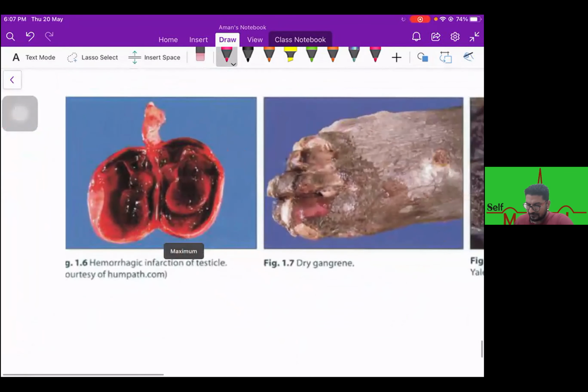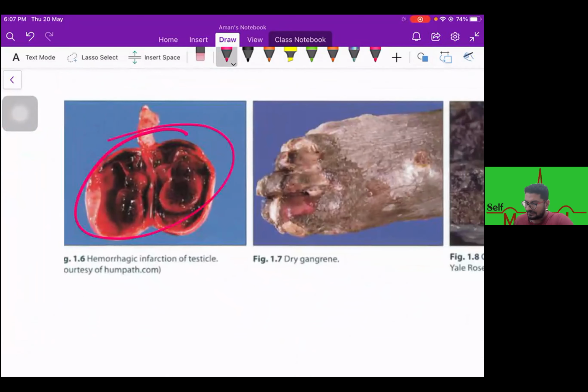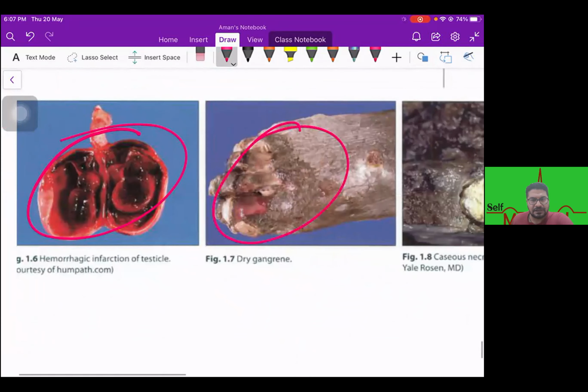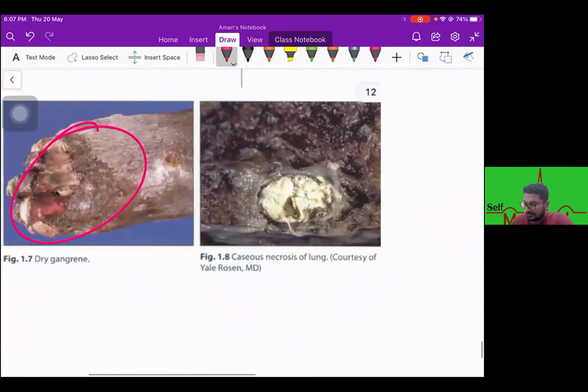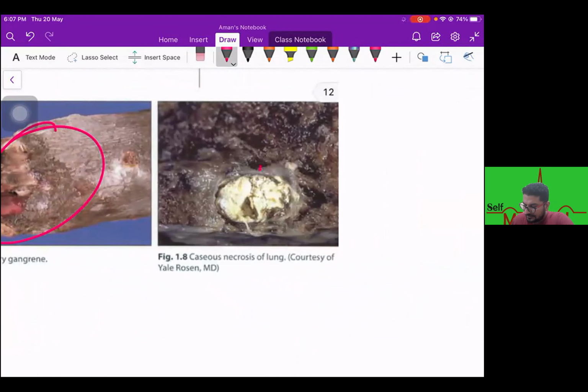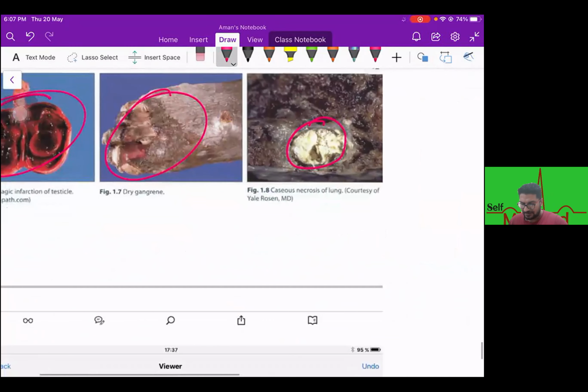Lastly, you can see here hemorrhagic infarction of your testicles. You can see this is the dry gangrene. Again, you can see the white chalky cheese-like material. We call this a caseous necrosis. So this is the revision, that image-based revision.